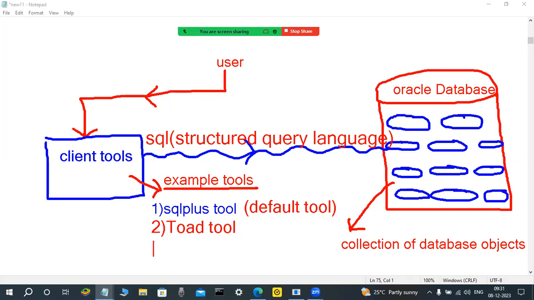Now, another tool is SQL Developer. SQL Developer is a tool.